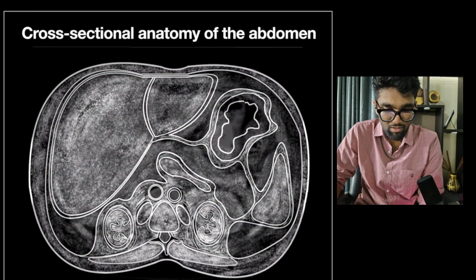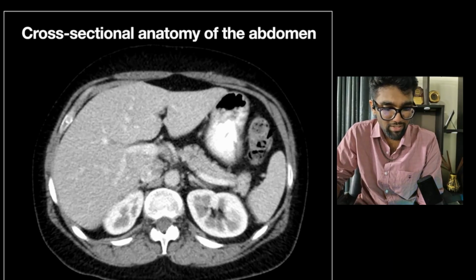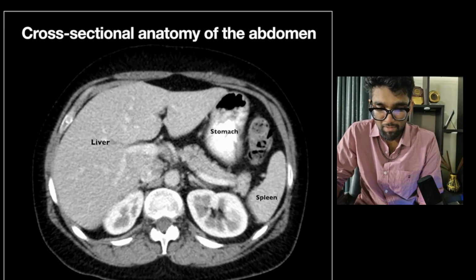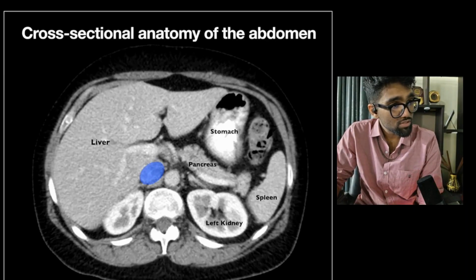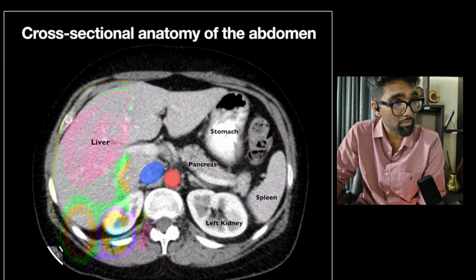Now, this is the actual image that we see on a CT scan. So as you can see, it's quite evident what all the other findings are. This is the liver, this is the stomach, this here is the spleen, this is the left kidney, and that is the pancreas. What I've highlighted in blue is the inferior vena cava. What I've highlighted in red is the abdominal aorta. So I hope that much is clear.